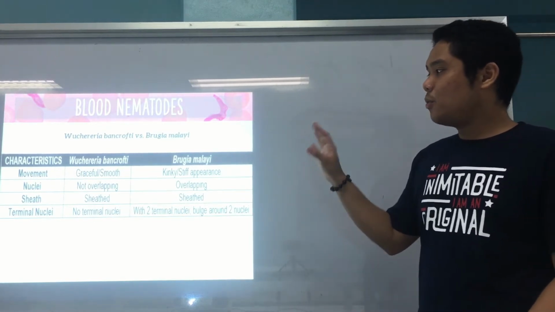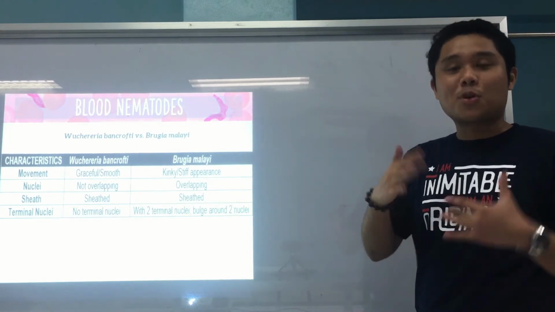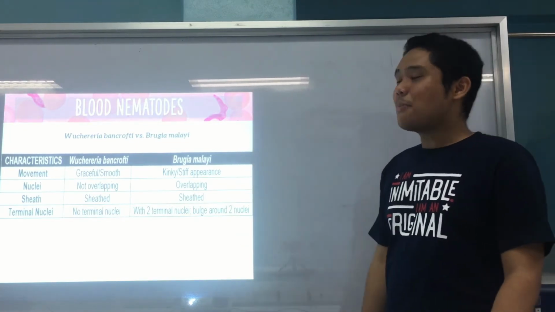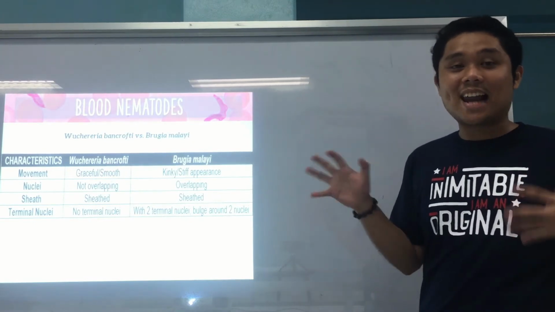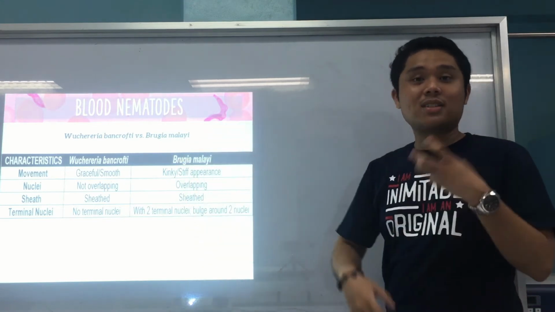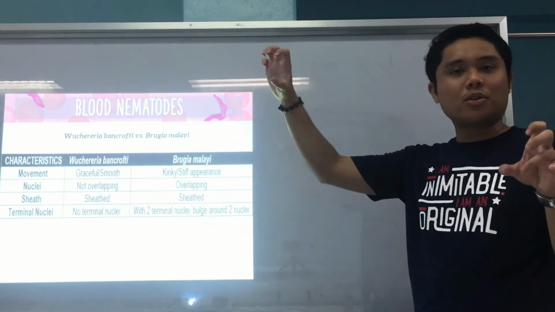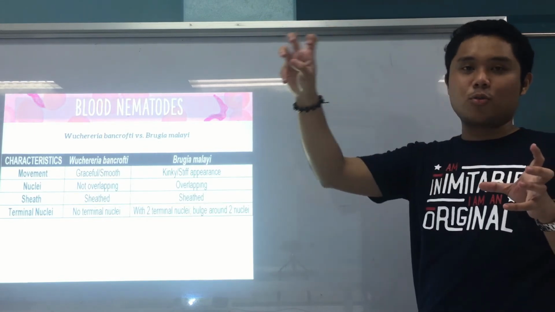So for movement, Wuchereria is graceful and smooth. Virgin, conservative, graceful. But for Brugia malayi, it has a kinky, stiff appearance. So it's not a dancer; the body is rather stiff. For nuclei, for Wuchereria, as mentioned, it's not overlapping. It's really continuous, one by one, straight. You can see the nucleus one by one.